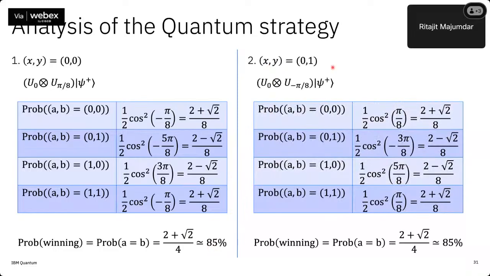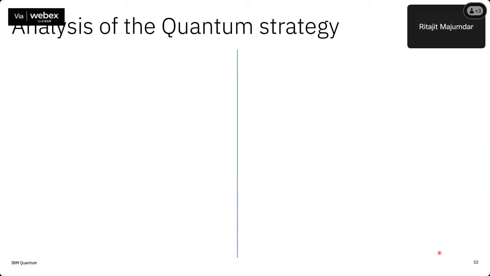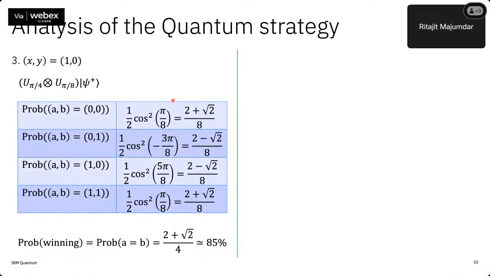Similarly, if xy is equal to 0, 1, then also Alice applies u0, Bob applies u minus pi by 8. Same again, if the answer is either 0, 0 or 1, 1, they win. So what is the probability? You add these two, it is roughly 85%. Now let's come to 1, 0. Again, same thing. If it is 1, 0, Alice and Bob should again have the same answer, and they apply the unitaries accordingly. And you see that the probability is 85%.